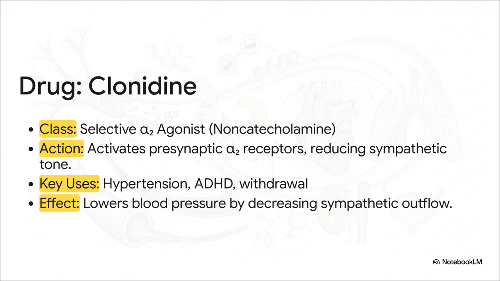Let's switch gears to a selective drug, Clonidine. This one's an alpha-2 agonist. Now remember what we said about alpha-2 receptors? They're the inhibitory brake on the presynaptic neuron. So what Clonidine does is it goes into the brain and hits that brake hard. By doing that, it actually reduces the total sympathetic signal coming out of the central nervous system. The end result? Lower blood pressure.